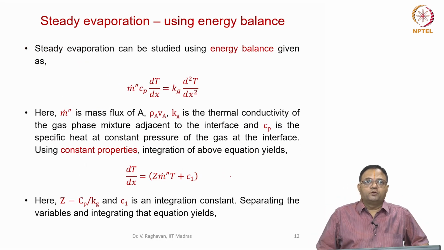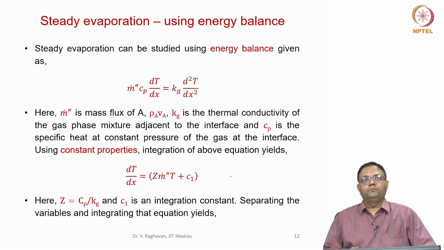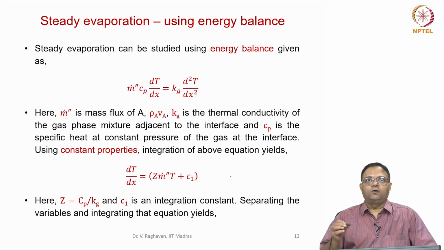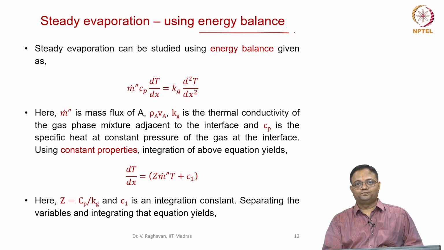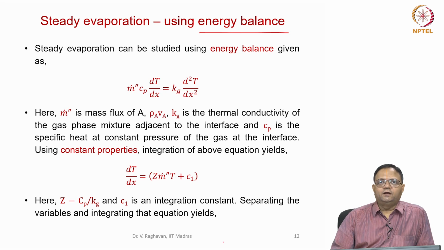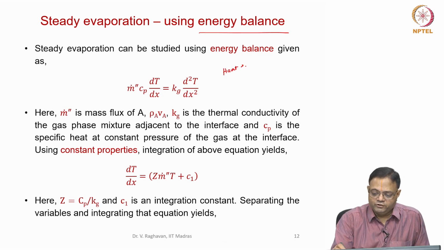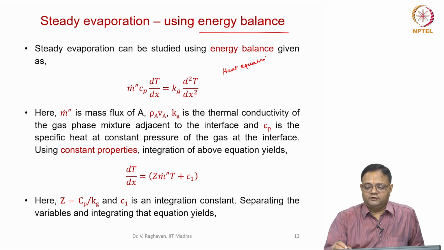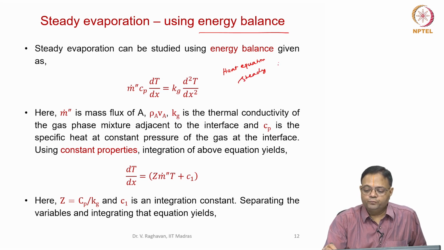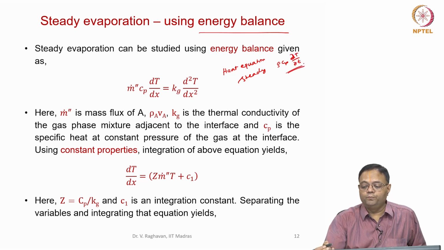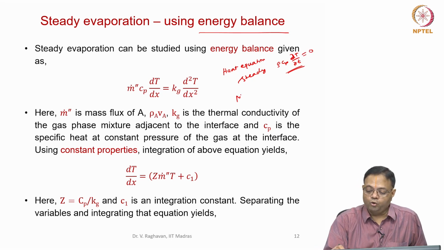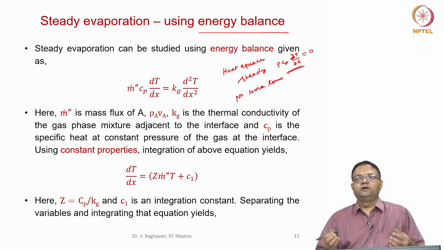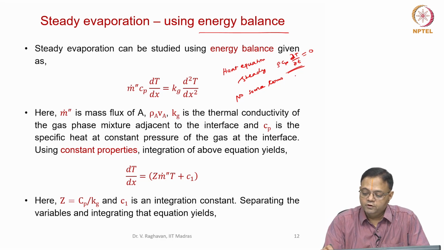Now, we will do the same exercise of finding the mass flux during steady evaporation, but now using the energy balance. For that, I consider the basic heat equation in a differential form. It is steady, so that means rho Cp dT by dt, or del T by del time, is 0. There are no source terms. There is nothing that will increase or decrease the temperature in the gas phase. So, S equal to 0.